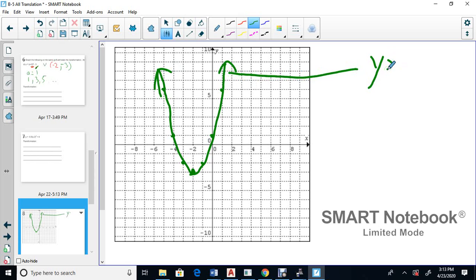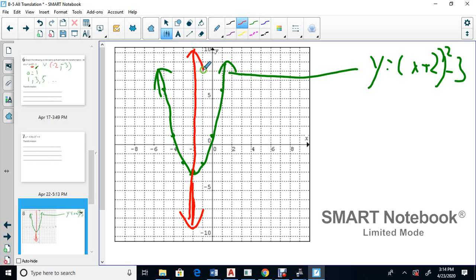Y equals, let's see, x plus 2 squared, okay, minus 3. Let's add the axis of symmetry while we're here. So it's right down the middle at -2. So it's actually x equals p. Okay, and our axis of symmetry is x equal to -2.